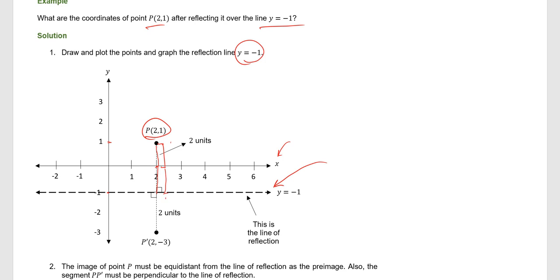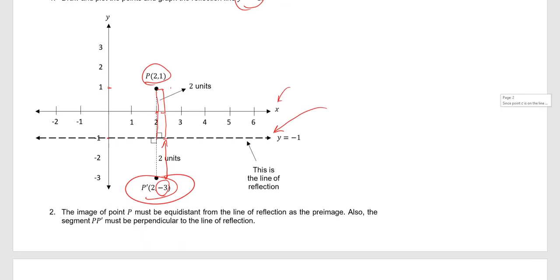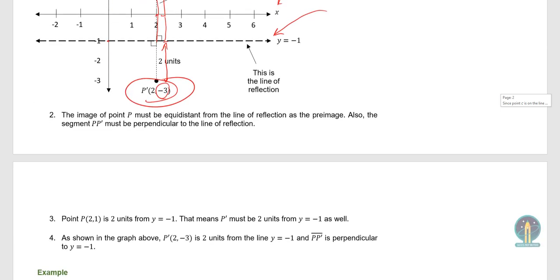So then the reflection also has to be 2 units away, right? So -1, and then 2 units from -1 is -3. So then this would be the reflection of that point about the line y = -1. Okay?